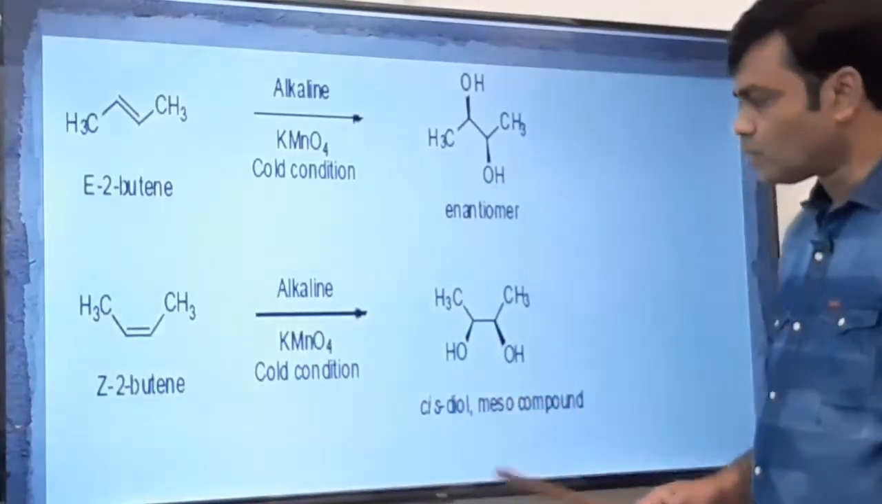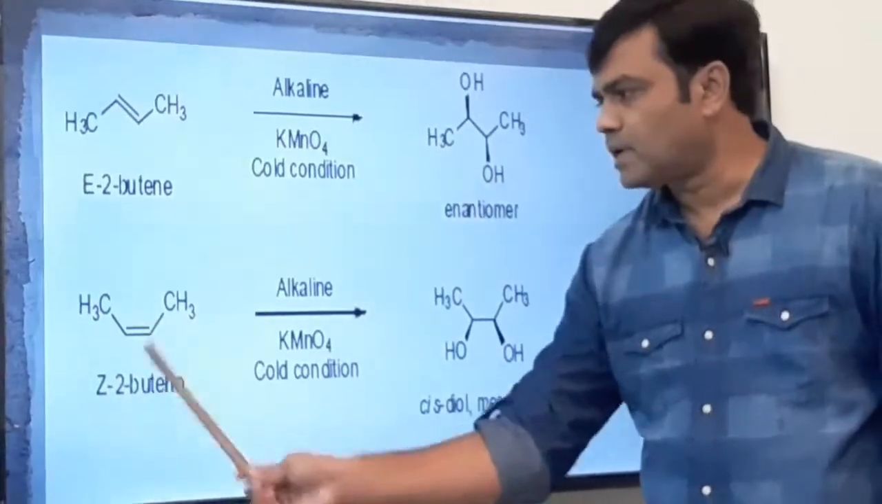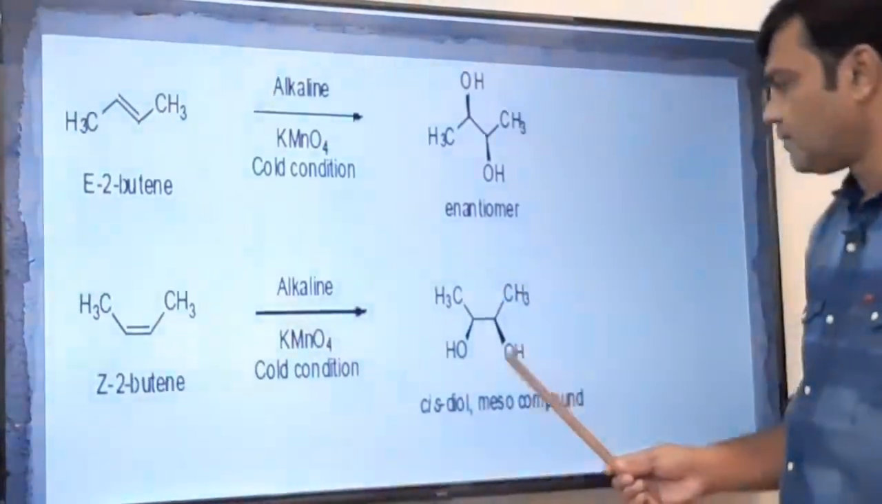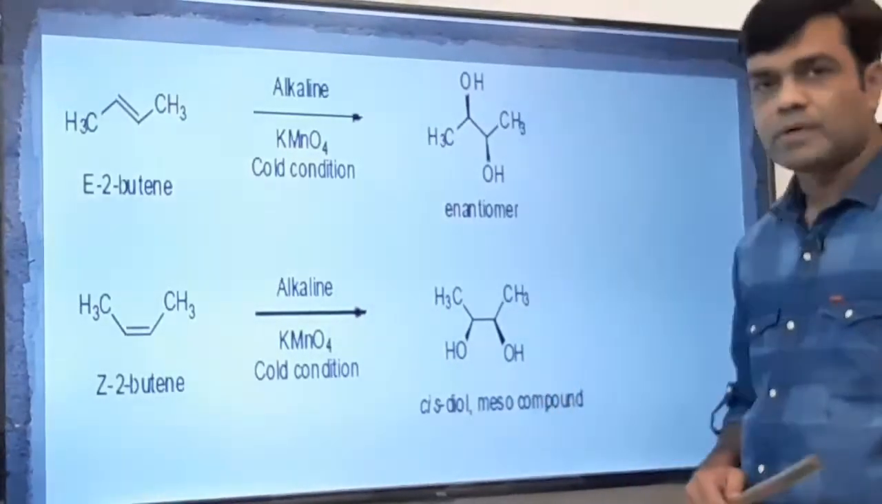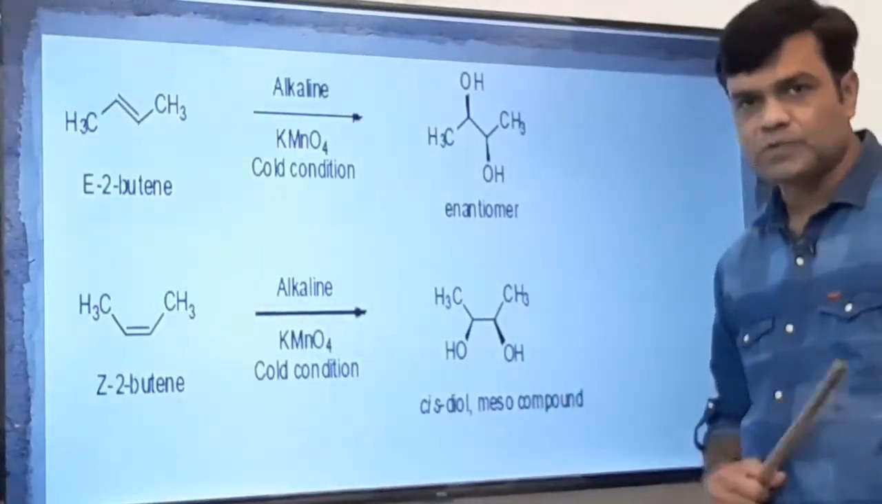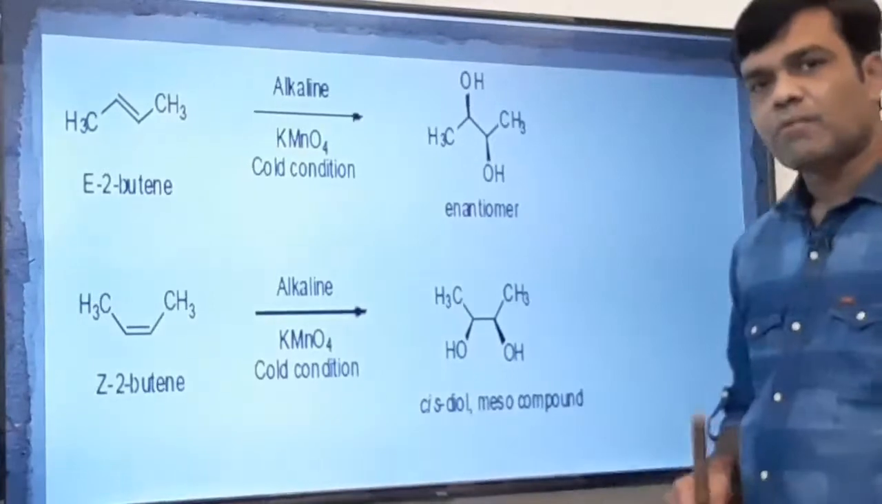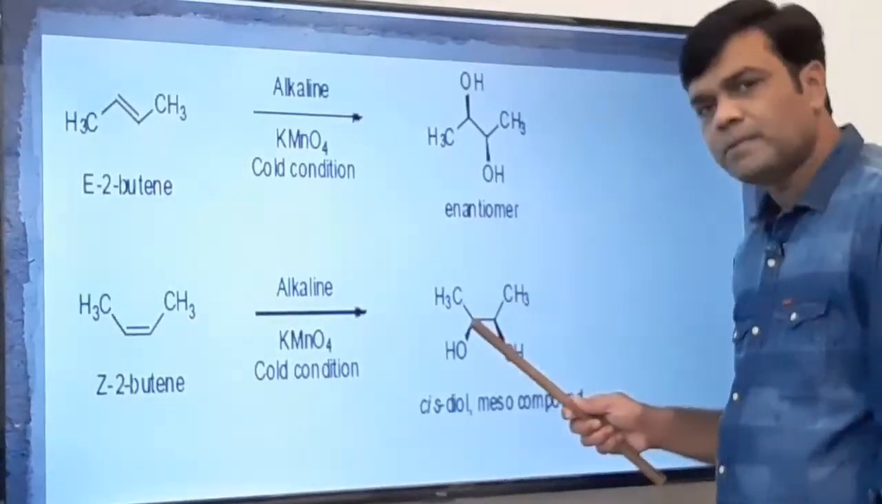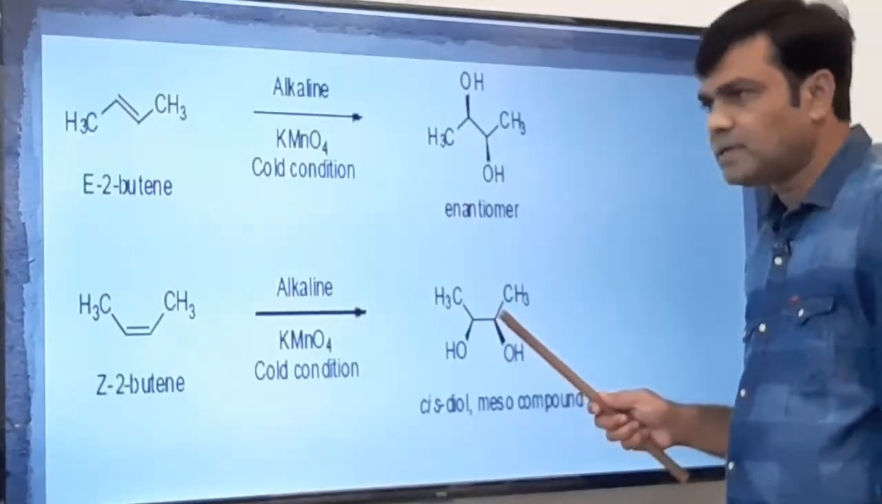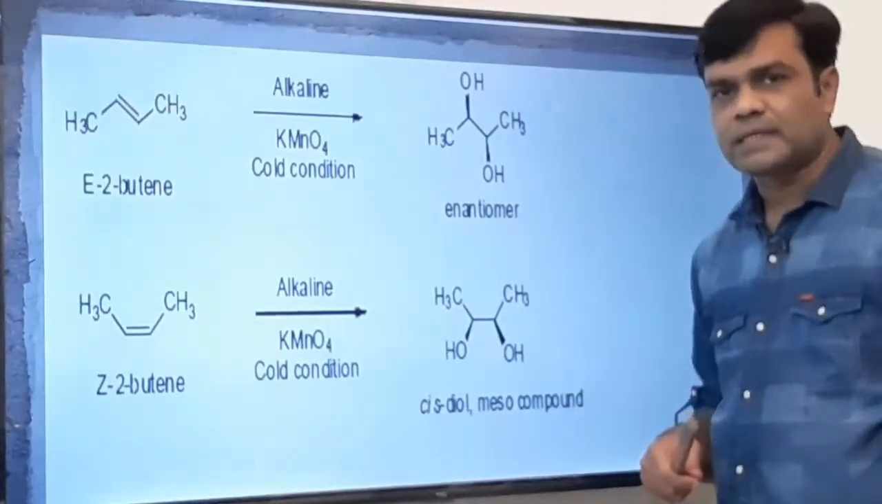where the two OH groups across the carbon-carbon double bond are added from the same side and we get the cis diol. This cis diol is a meso compound. If you see its stereochemistry, it is meso. Meso means one half rotates clockwise. See, this is an asymmetric carbon. This is also an asymmetric carbon. Two asymmetric carbon atoms are there.